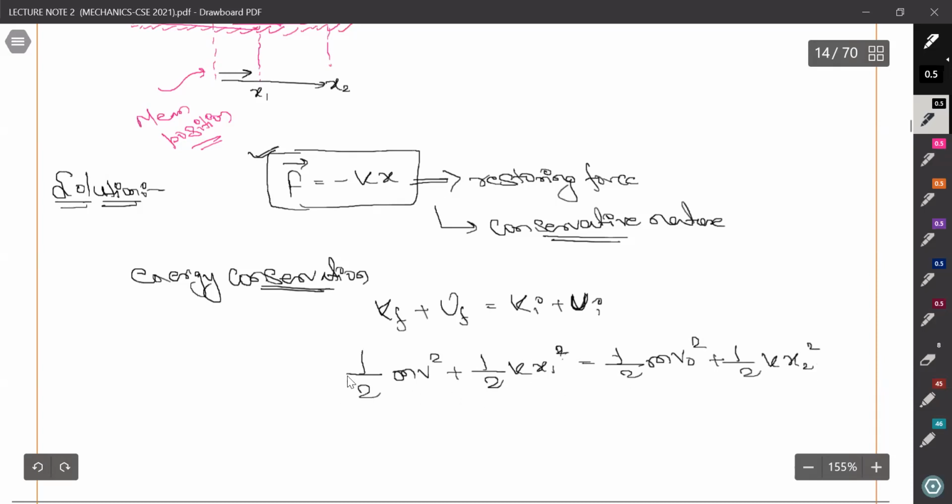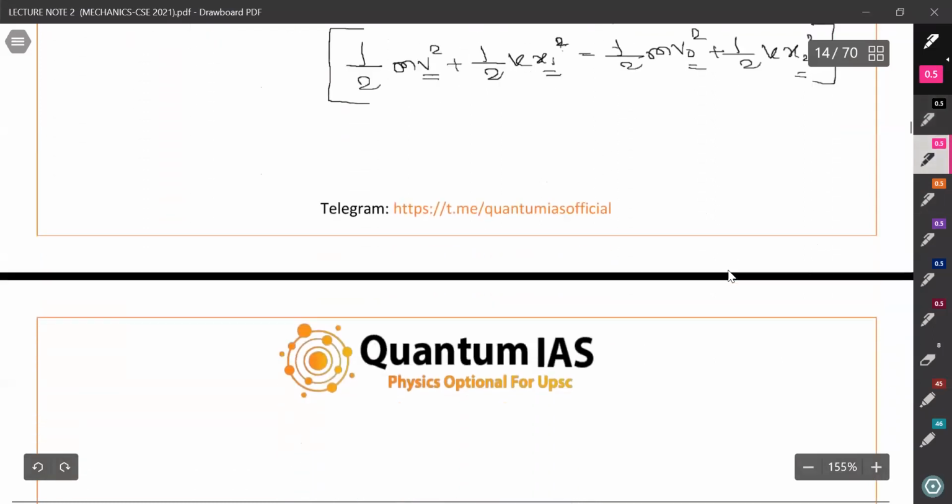This is whole square. So from here you can find out v, because m is there, k is given, x1 is given, v naught is given, and x2 is given. So from this relation we can find out v. Also there are lots of questions based on the spring which we will see in our practice sessions. Let's move to the next question.